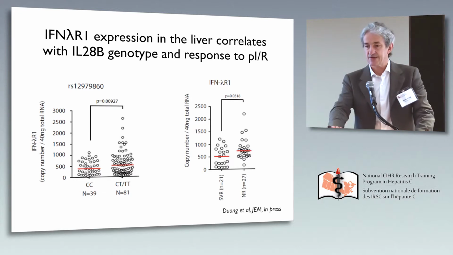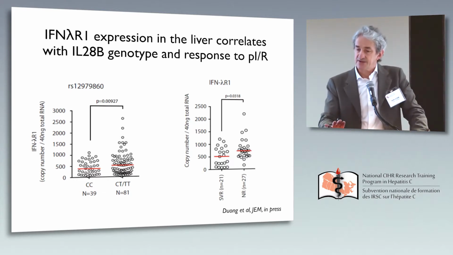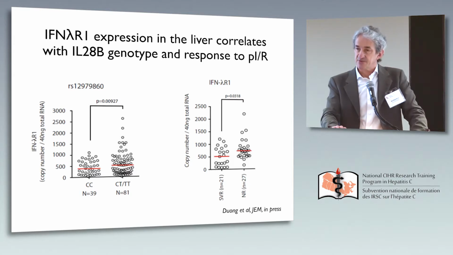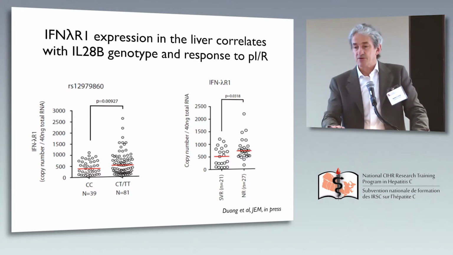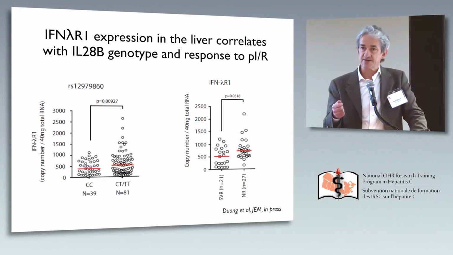Now to the last part, the interferon lambda story. We became interested, mostly because of the IL-28B and interferon lambda 4 progress that has been made. We became interested again in the interferon lambda system in the liver. And we looked at interferon lambda receptor 1 expression in liver. Interferon lambda receptor 1 is required for interferon lambda to signal into a hepatocyte.